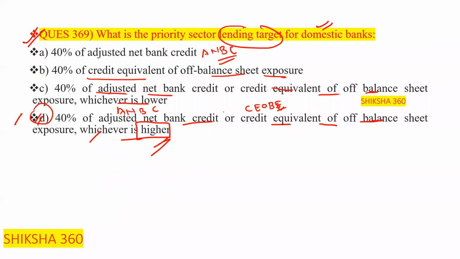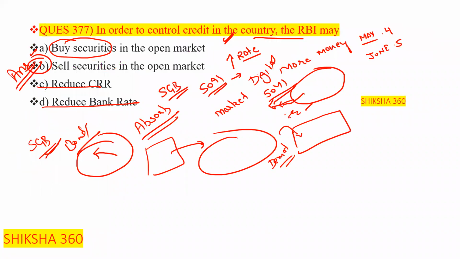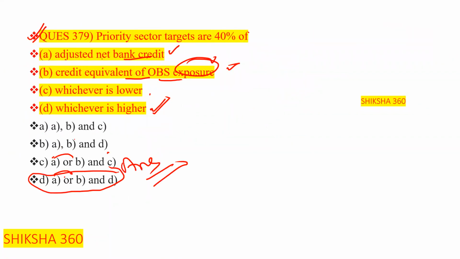40% of A and B, C or. Okay, or. This does not look identical. It is totally different. Please go through the options again. Here A, B and C means 40% of both. Here it says A or B, clear, either 40% of adjusted net bank credit or 40% of credit equivalent of off-balance sheet exposure. Clear? Whichever is lower or whichever is higher, that is whichever is higher.